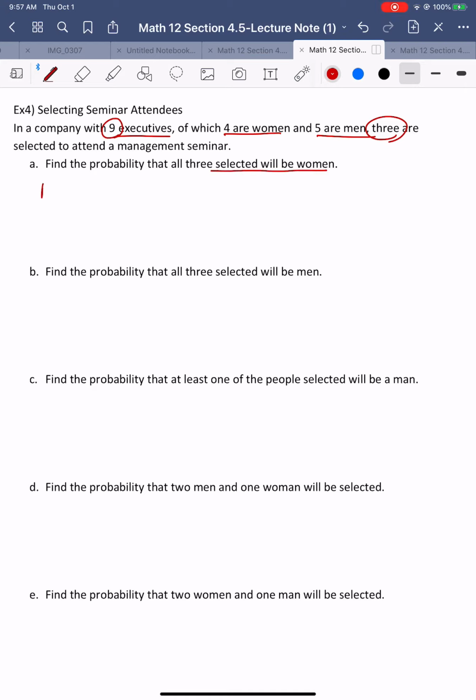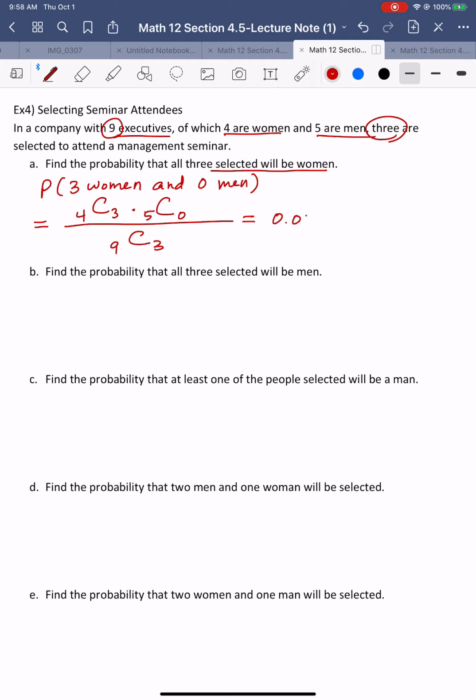So which means probability of all 3 women, which means 0 men, isn't it? So same thing. So how many? 9 people choosing 3, but all of the women from the 4. So one woman can go, right? Then 5 men, but 0 selections, okay? So it's going to be 0.0476.